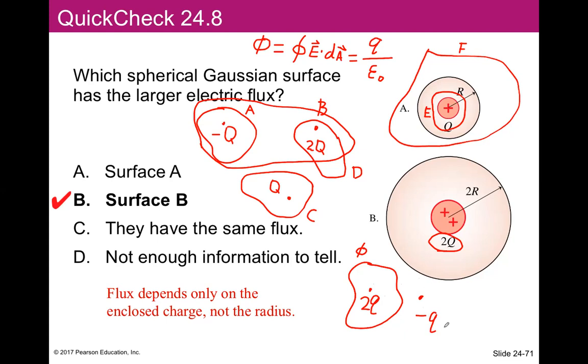Doesn't change, because no matter what happens to the outside, if the net charge inside the Gaussian surface doesn't change, then the flux will not change, because flux equals Q over epsilon. Q only means the net charge inside the surface.